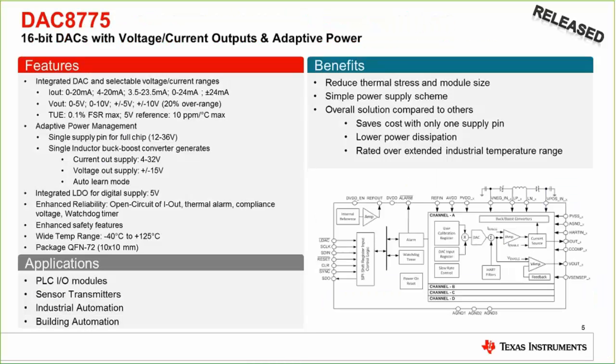So the device that is behind most of this is what we call the DAC8775. It's a 16-bit DAC, actually 4 channels of 16-bit DACs, each with voltage or current outputs, and the feature that we've dubbed adaptive power management, basically the capability of moving that high side supply voltage in order to maintain the best power dissipation irrespective of load. So if we're driving a 0 ohm load, if we're driving a 1 kilo ohm load, we're always at the most efficient operating corner.